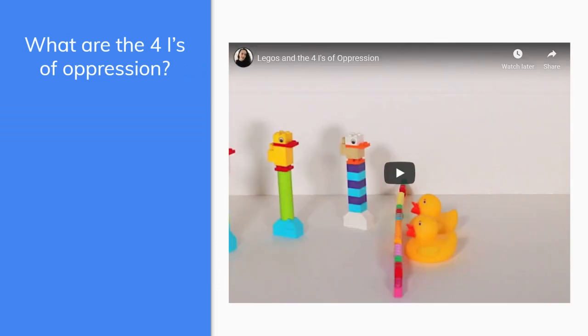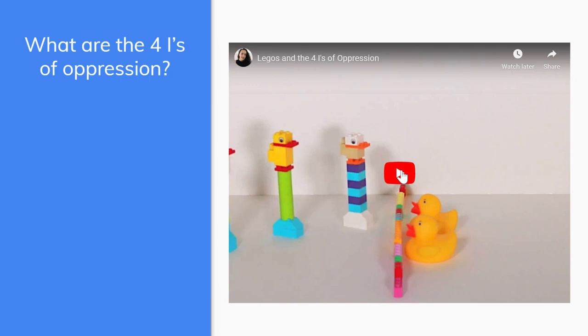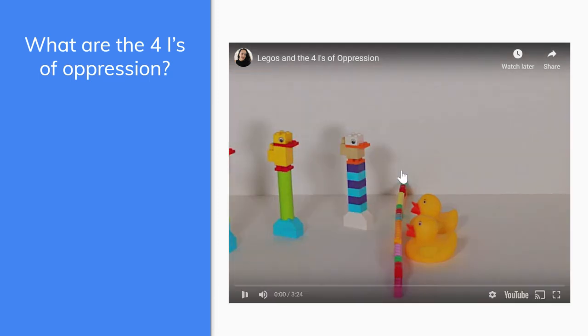To understand oppression a little bit more, and also to preface our 4 I's, we are now going to watch this few-minute video. As we're watching, feel free to take down any notes or ideas that you have and add them to the column on the left of your handout.